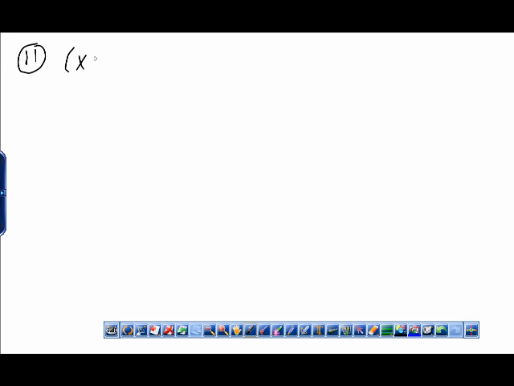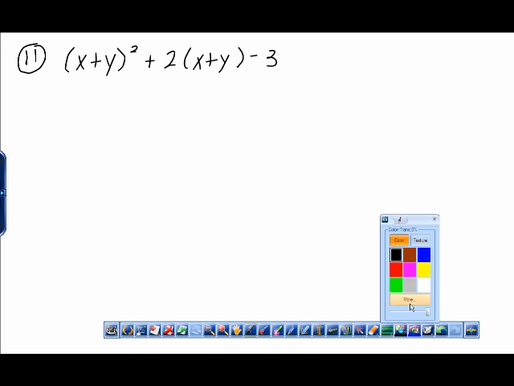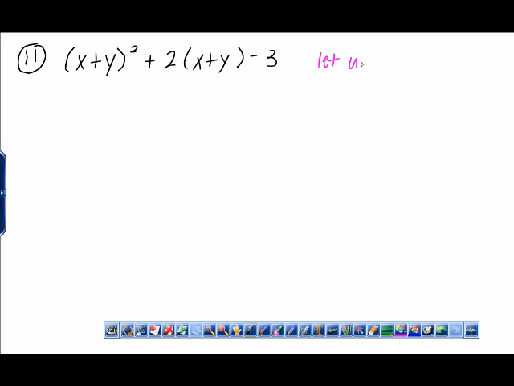All right, let's see. We have the quantity x plus y, squared, plus 2 times the quantity x plus y, minus 3. This brings back something I talked about before, which is u substitution, where we said let u be some term that's repeated. In this case, it's not a sine or cosine, it's x plus y. Now, it's not necessary to solve this problem, but it does make the next step much easier.